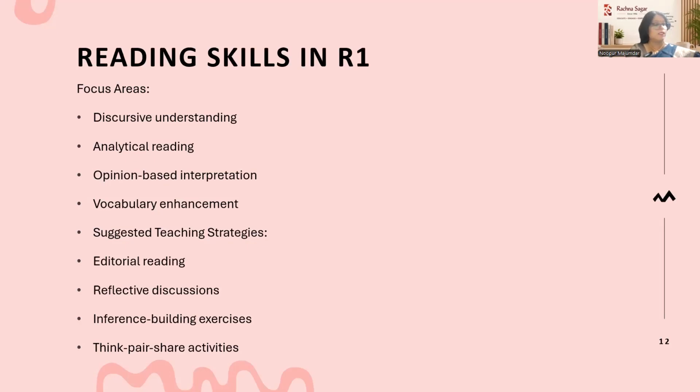And the second focus is analytical reading, right? Students learn to identify main ideas. What is the main idea of a chapter or a poem? Analyze the tone, understand the purpose behind it, why it is written, and interpret the hidden meaning. For example, after reading an editorial, students may identify whether the writer's tone is optimistic, whether it's critical, whether it's persuasive, or whether it's in a request form.